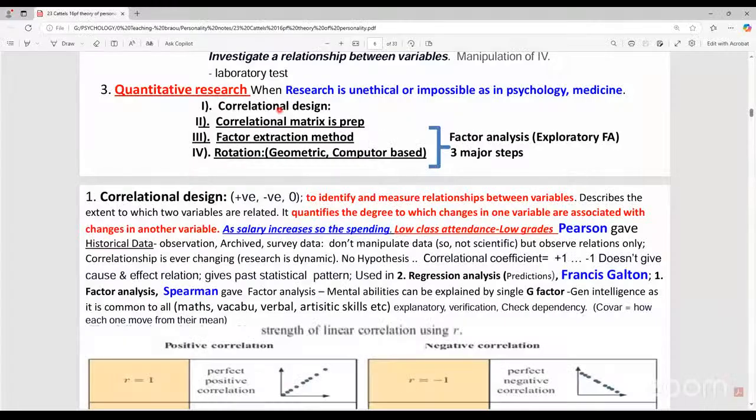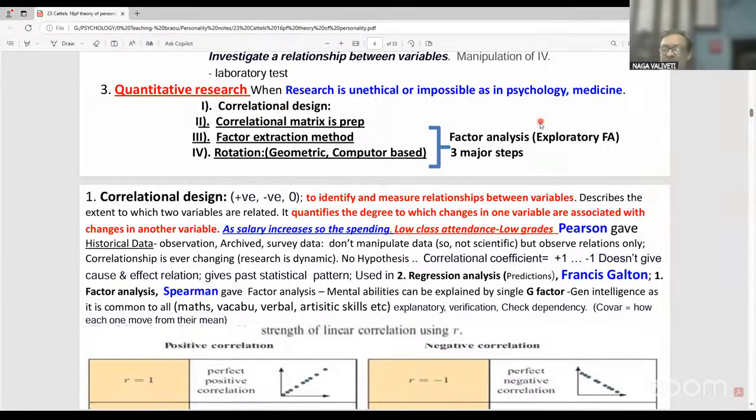Partially going, what is the strength of it, what is the direction of it, that will be given in the approach called the correlational approach. Correlational approach or correlational matrix. From that matrix, we will go for the factor analysis.